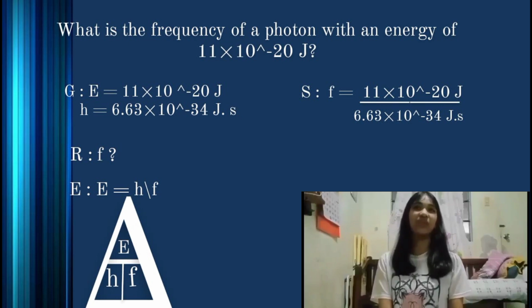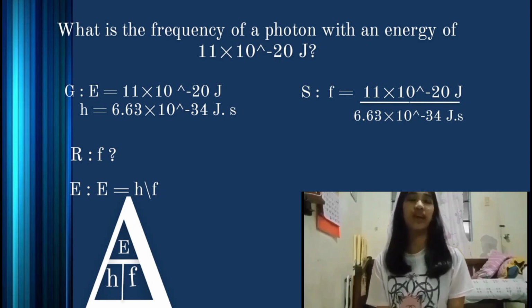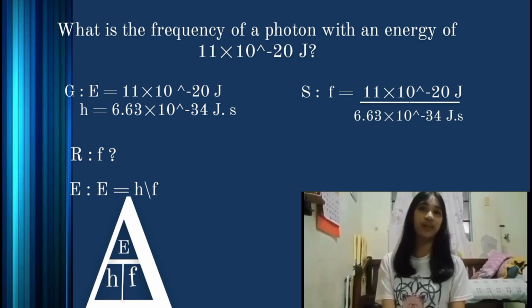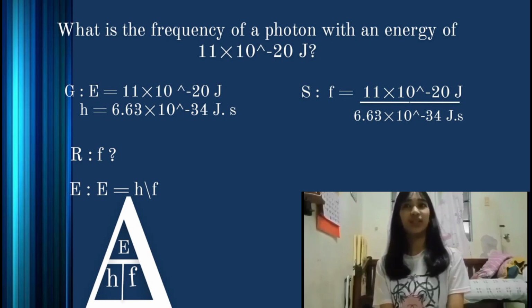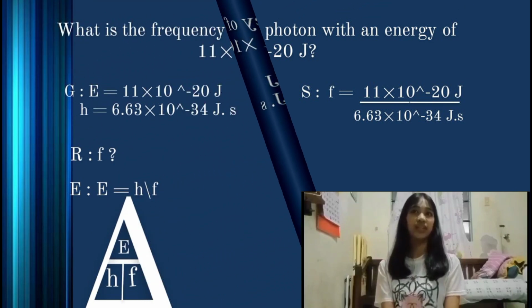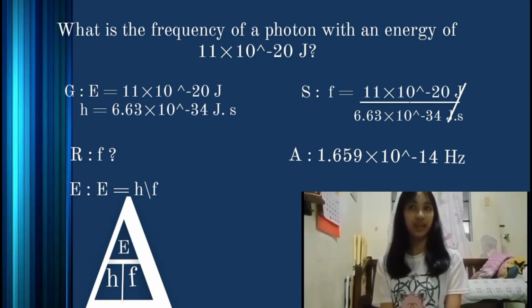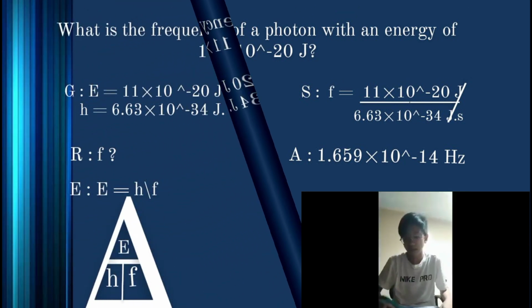Before we proceed to our solution, we need to use the triangulation method, since we need to find the frequency. Our solution is f equals 11 times 10 to the power of negative 20 joules divided by our given Planck's constant, 6.63 times 10 to the power of negative 34 joule seconds. The answer is 1.6591 times 10 to the power of 14.